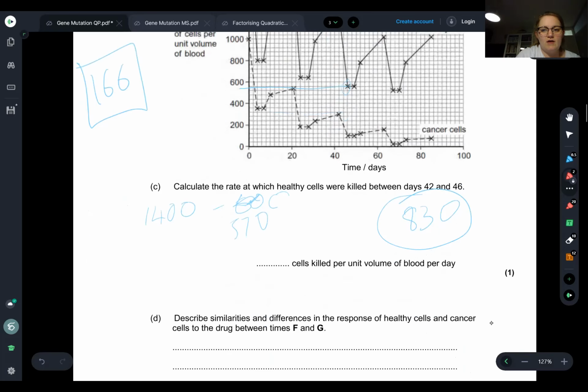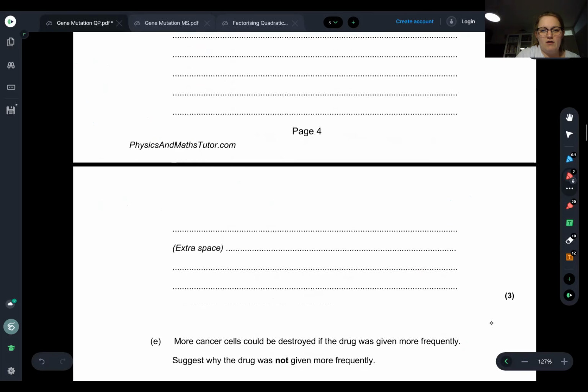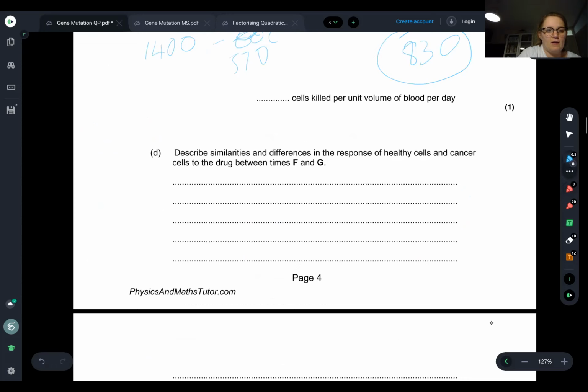So how many marks is this? 3 marks. So our similarities are going to be: same pattern. Decrease. Stay the same for the same amount of time. And then increase. So we've got that same pattern.